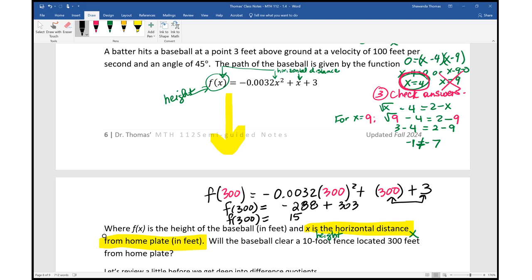15 what? Well, our f of x represents our height, and our height is in feet. So it's looking like that ball will go as high as 15 feet. Therefore, it will clear a 10-foot fence if the height of the ball is 15 feet, right? If you have a fence that's 10 foot, then it will clear. So yes, the answer is yes.